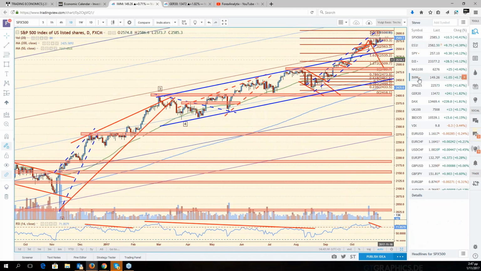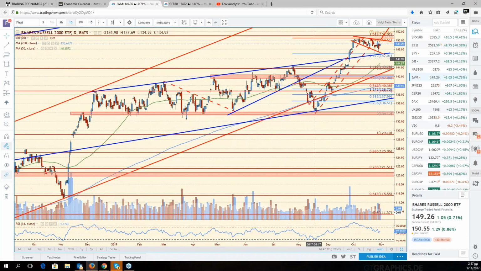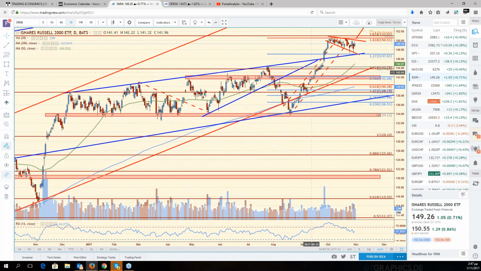Now, I've had a lot of people talking to me and even tweeting to me about the Russell and how bearish it is. I fail to see that because I still see a megaphone formation as a consolidation. It depends on how you draw it. But I mean, this price action is undoubtedly not bearish.